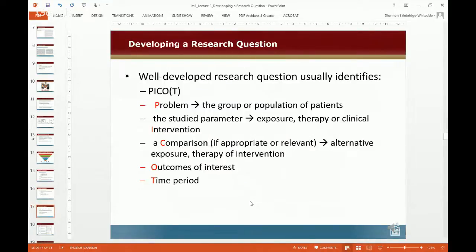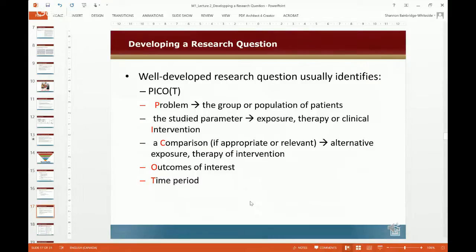Last week I talked to you about PICO. So this is the way to really formulate your research question. Each research question should have 3 or 4 very specific items that are listed. P stands for problem, and this is either the group of people that you're interested in or the disease, maybe, in some case, that you're interested in. The I stands for intervention, but really what we're referring to here is the study parameter. So this could also be an exposure. So let's say it was exposure to pollution. That could be the intervention that you're then looking at an outcome later on.